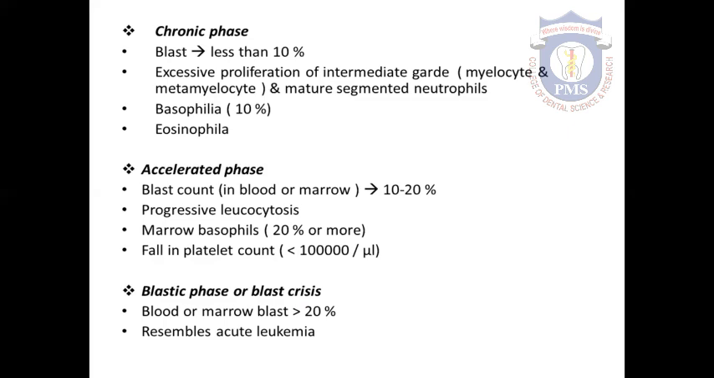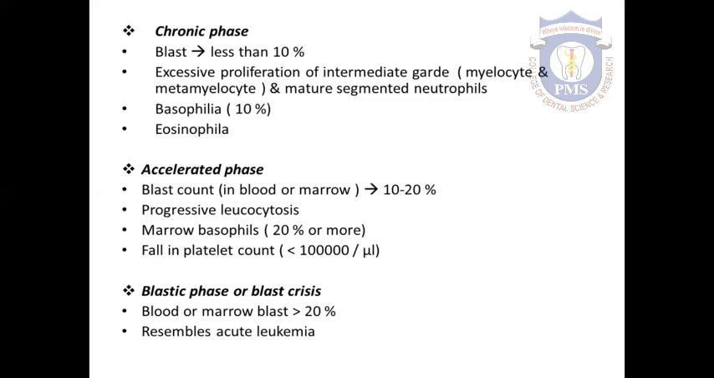Apart from this, there will be basophilia with a basophil count of about 10%. Then there will be eosinophilia also. The next stage is the accelerated phase, where the blast counts start increasing in blood or bone marrow. That is, it will be between 10 to 20%. There will be progressive leukocytosis, and bone marrow basophils will be 20% or more. Also, there will be a fall in platelet count.